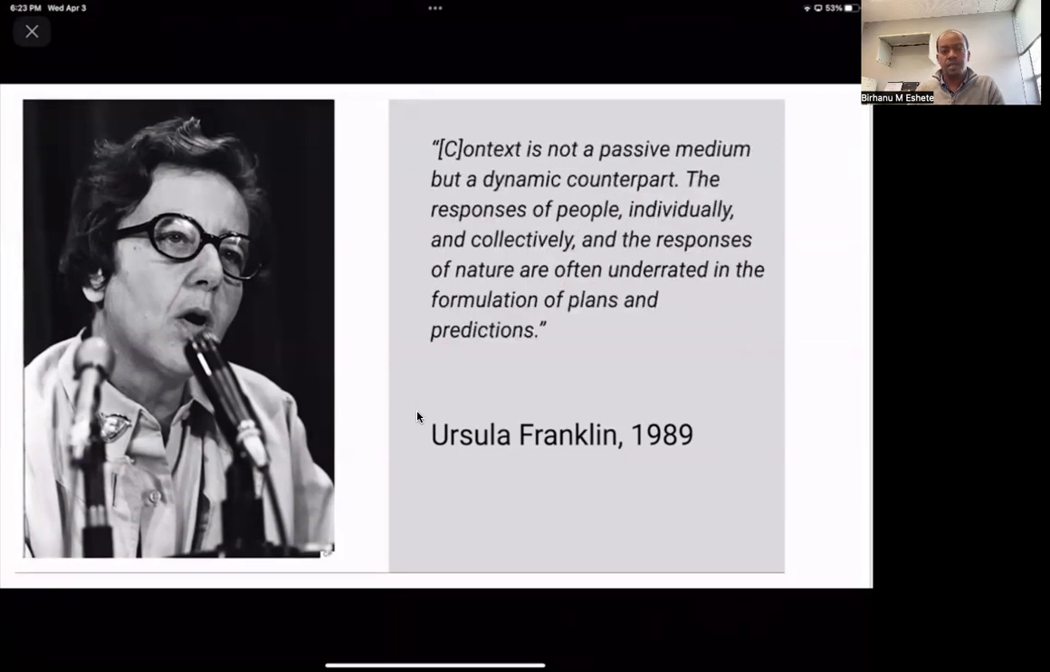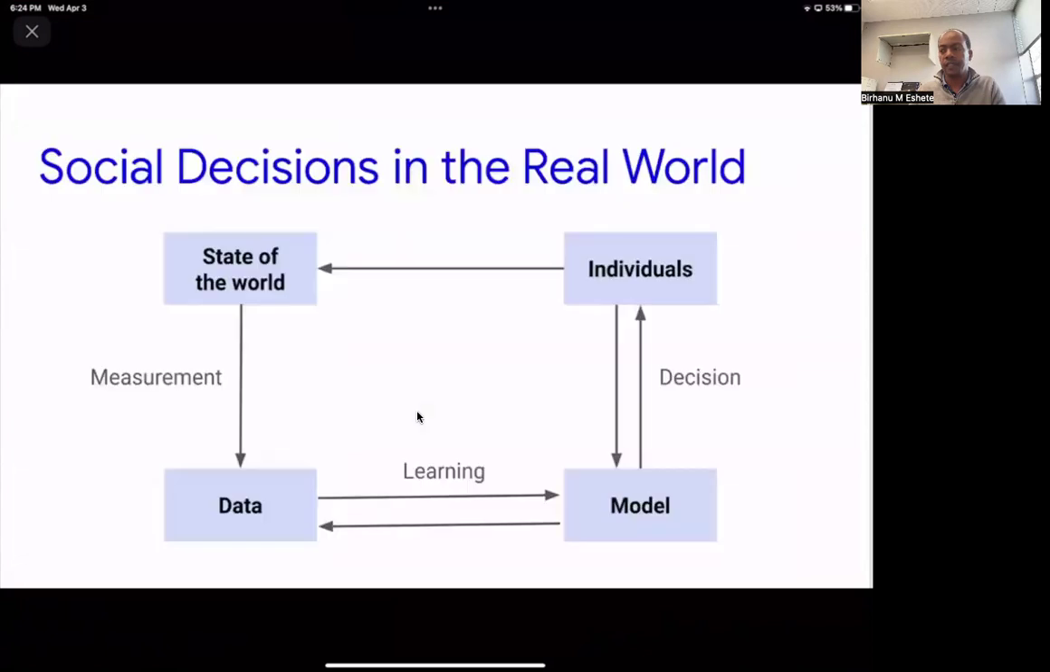And the other thing that Ursula says, she goes on and makes this more solid, saying context is not a passive medium, but a dynamic counterpart, right? So what you consider to be the context today could change tomorrow, right? So you should keep up. So the responses of people individually and collectively, and the response of nature, are often underrated in the formulation of plans and predictions when we use technology. And AI is not an exception here, if not a very important technology that we should be carefully navigating.